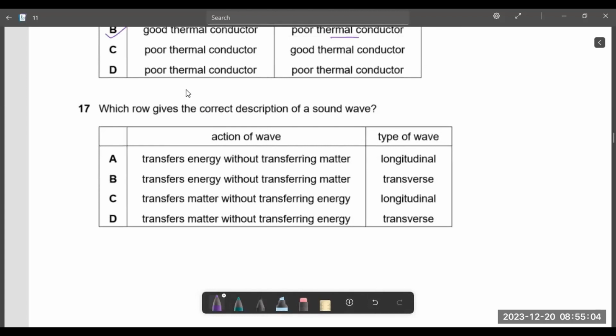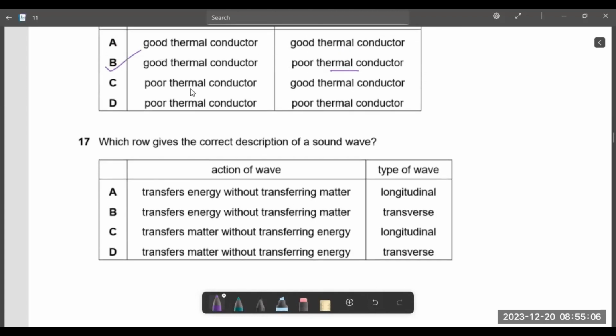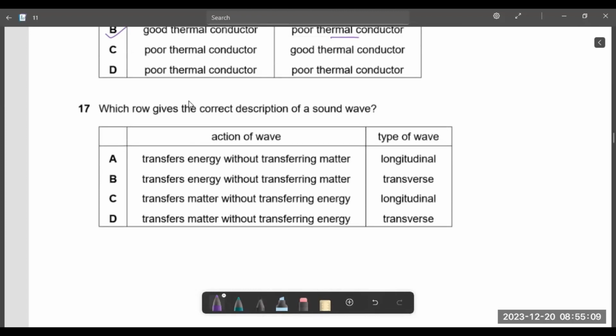Next, which row gives the correct description of a sound wave? Actually, a sound wave transmits energy from one point to another without physically moving the matter or particles. The particles or matter will not move physically. So here the right choice is transfers energy without transferring matter. Particles will not move in the case of a sound wave. And sound waves are a type of longitudinal wave.